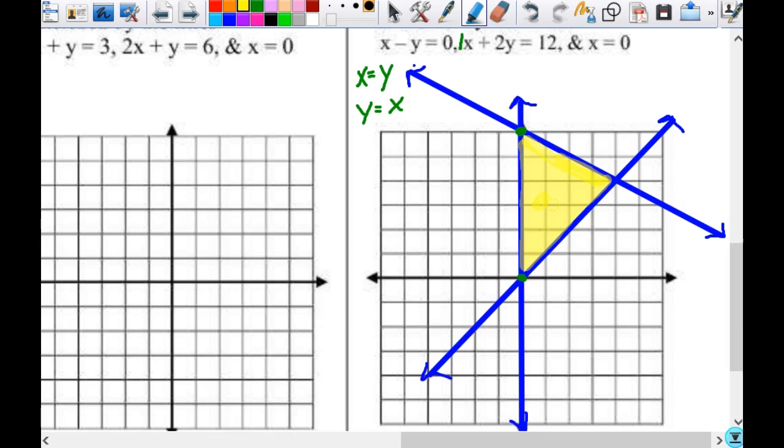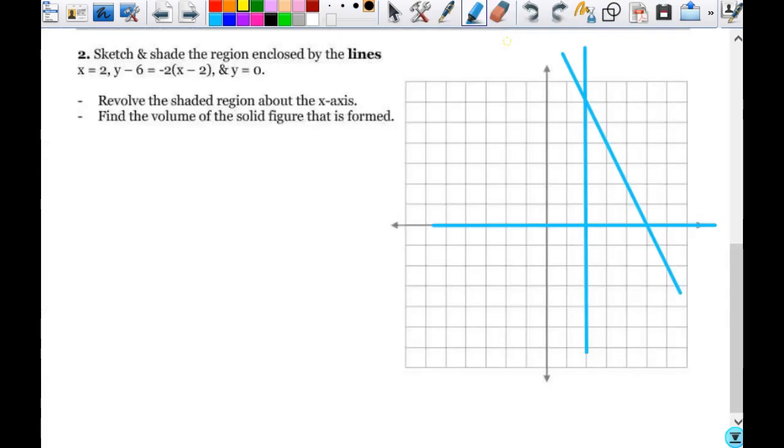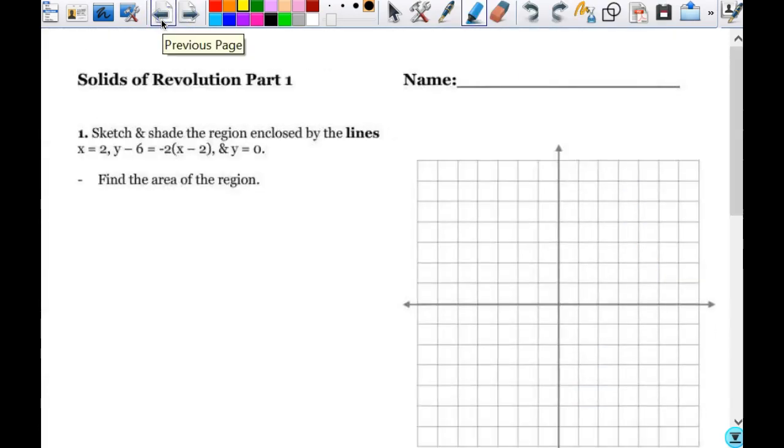All right, so let's look at this. First of all, I want you to look at number 1 and look at the lines that it gives you in number 1, and then look at 2, 3, and 4, and tell me what 1 through 4 have in common.